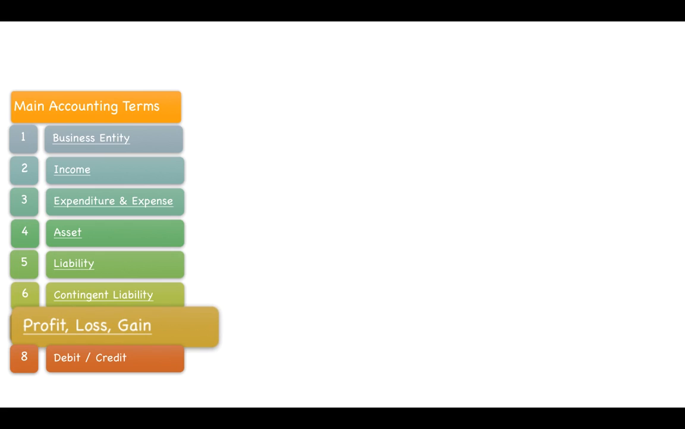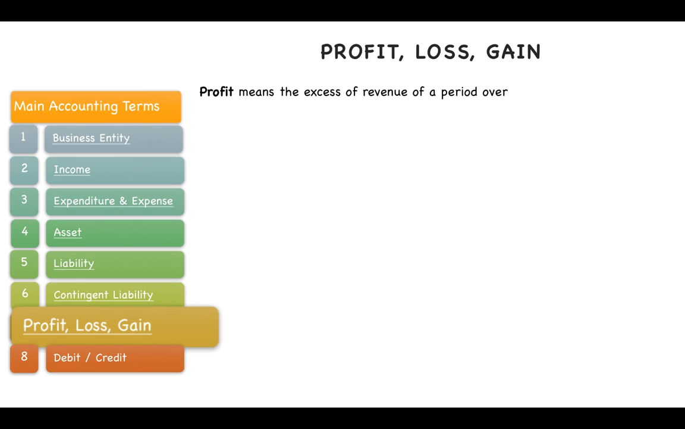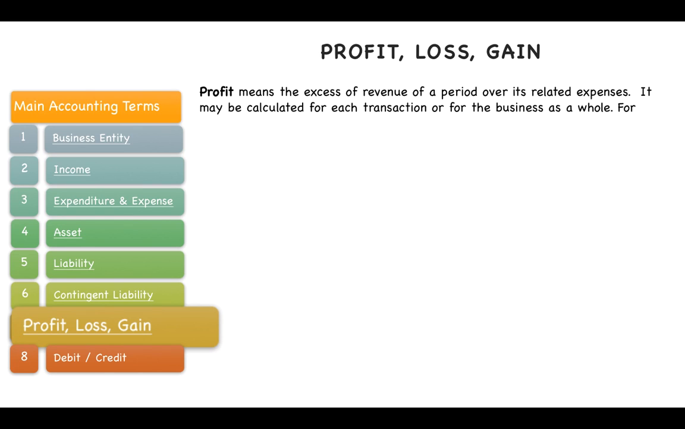Profit, loss, gain. Let's see the difference between all these things. Profit means the excess of revenue of a period over its related expenses. It may be calculated for each transaction or for the business as a whole. For example, the excess of sale value of goods over the cost of such goods. The difference, sale minus cost, will be profit. It will be, of course, gross profit.